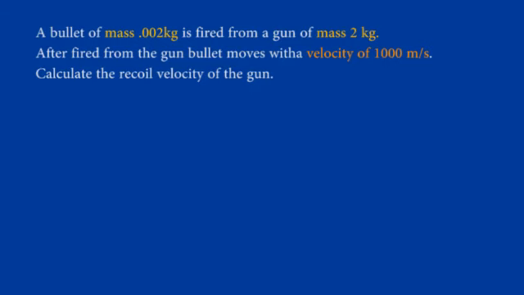A bullet of mass 0.002 kg is fired from a gun of mass 2 kg. After being fired from the gun, the bullet moves with a velocity of 1000 meters per second. Calculate the recoil velocity of the gun.